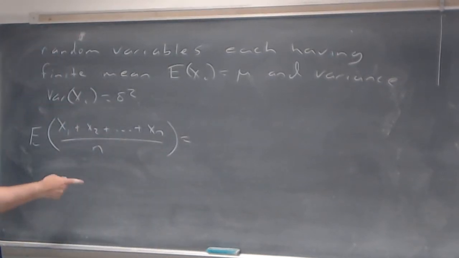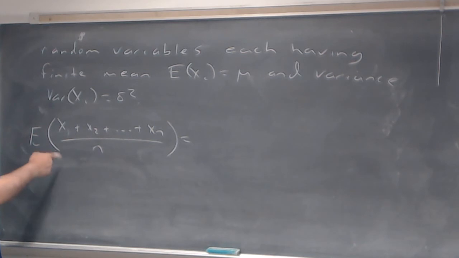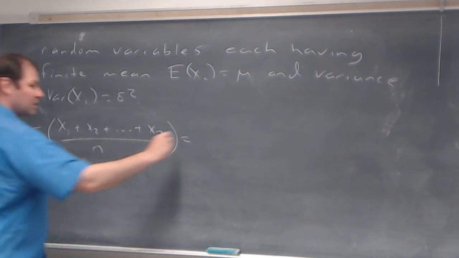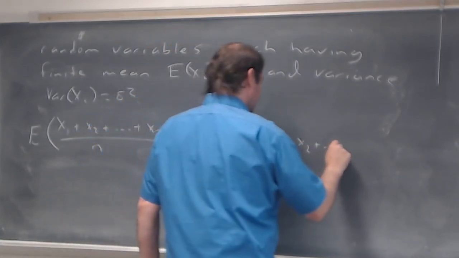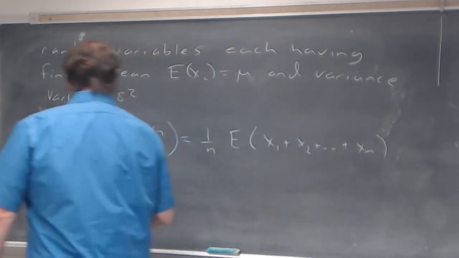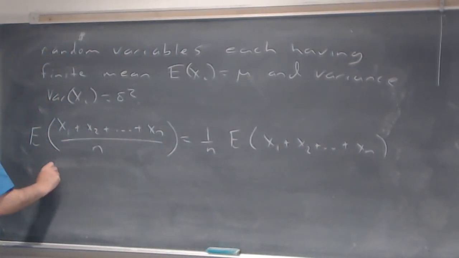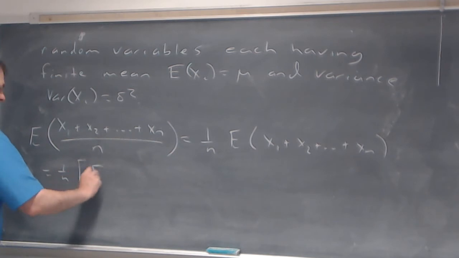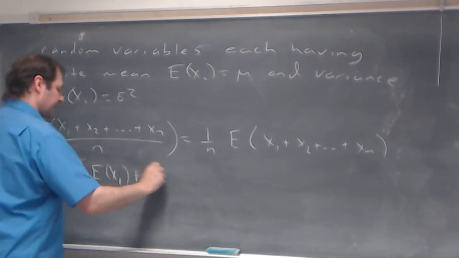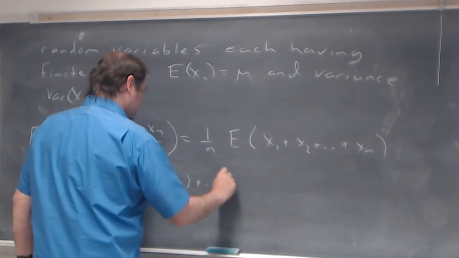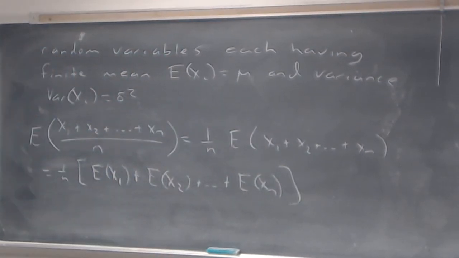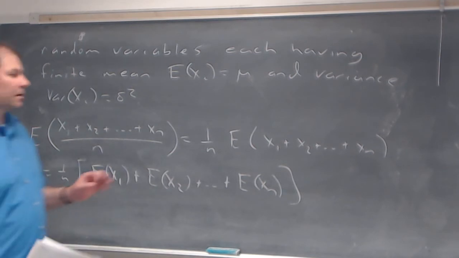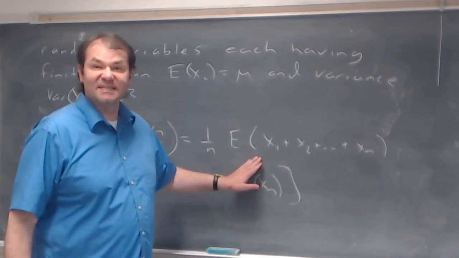It's kind of involved as a homework problem, but it is a homework problem. This 1 over n can be pulled out of the expected value of x of 1 plus x of 2 plus x of n. As a homework problem, I'm asking you to show that that's equal to 1 over n times the expected value of x of 1 plus the expected value of x of 2 plus the expected value of x of n. Really, I'm expecting you to do this using induction.